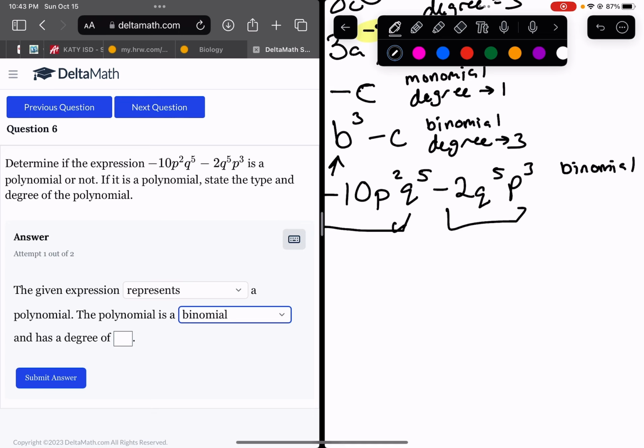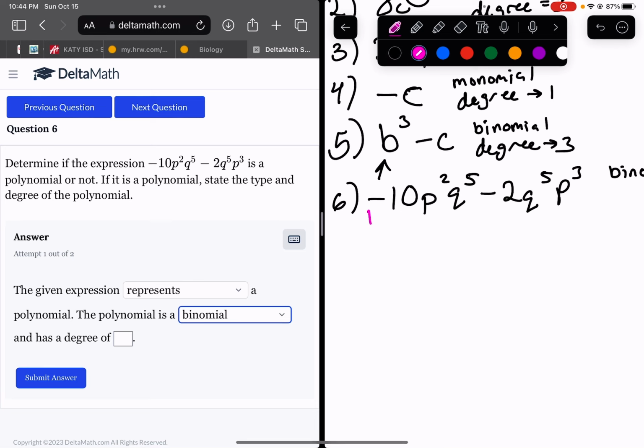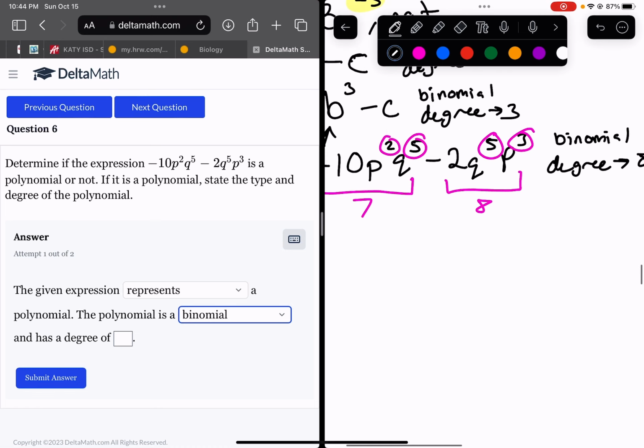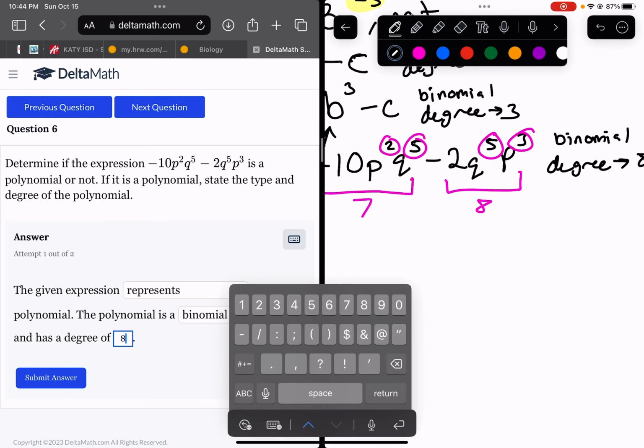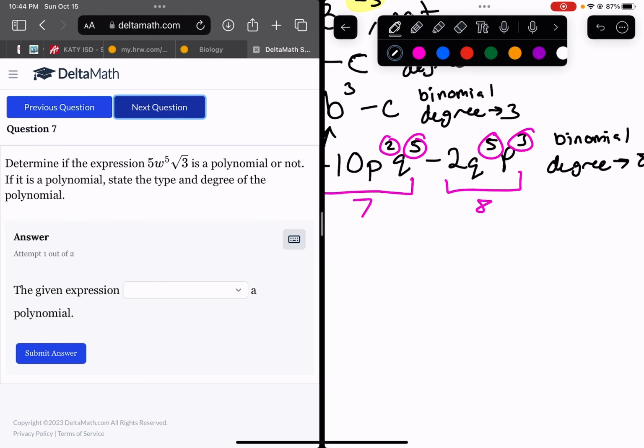And to determine the degree, now this is where it gets a little bit tricky. Since we have multiple variables, we need to figure out the degree of each term. So the degree of this term is going to be 7. You have to add the powers. And the degree of this term would be 8. So the overall degree of this polynomial is going to be 8. You have to go with the term with the highest power. Alrighty.